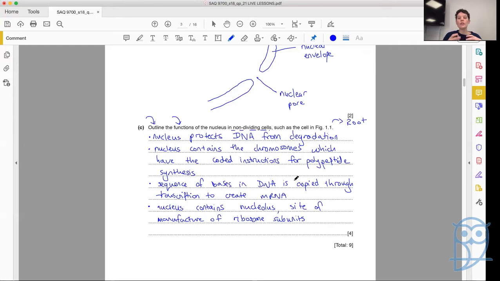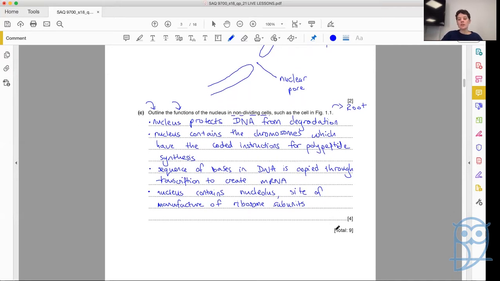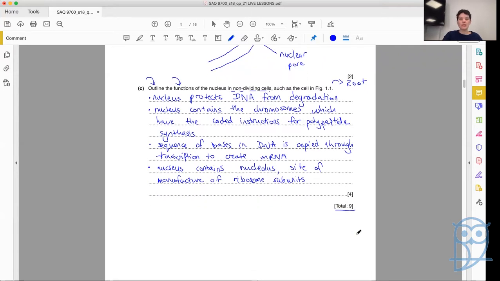So those are all the different things that are happening in the nucleus, going from the overarching protection of the DNA down to, okay, so we're going to protect the DNA, but why is the DNA important? How does the nucleus control the cell? And then never forgetting that the nucleolus is also an element of the nucleus with a very important function. So a total of 9 marks. So we're done with question 1, and we move then to question 2.